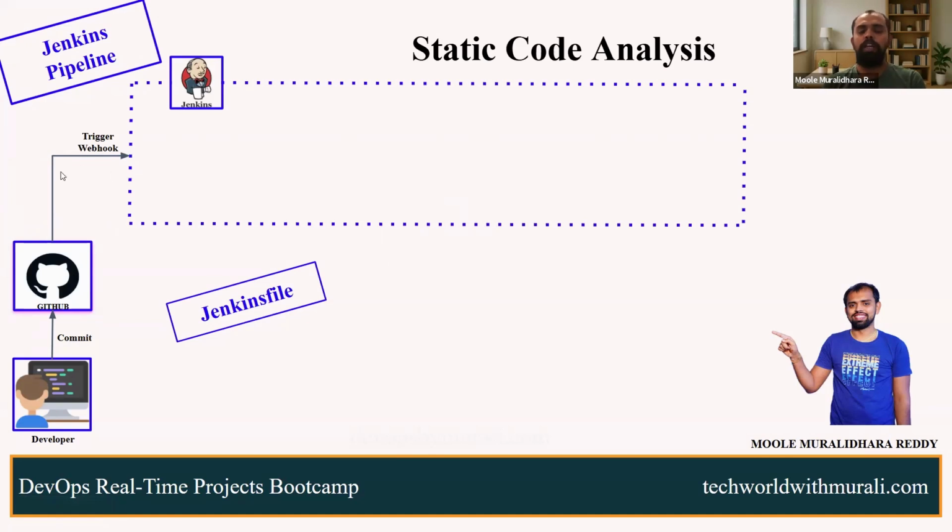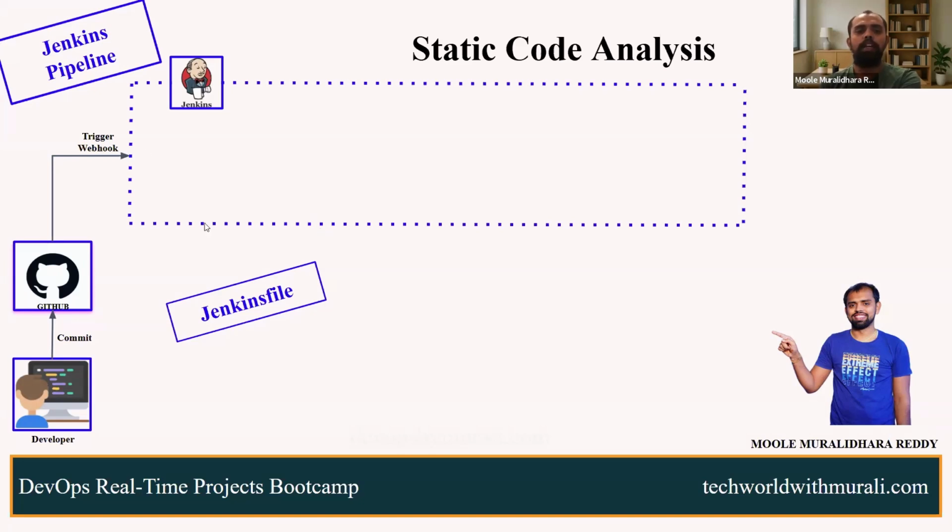Remember, this webhook depends on the project. Some projects may configure it, and some won't. What will they do then? Once they commit the code, they will come to Jenkins and trigger the job manually, instead of automating it with a webhook trigger.